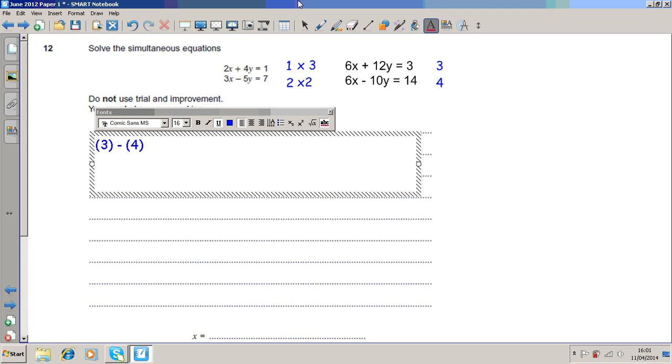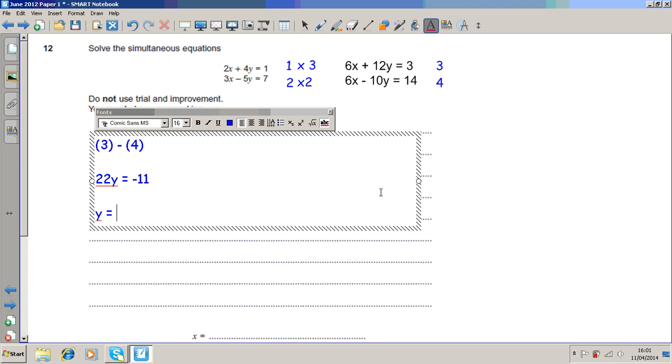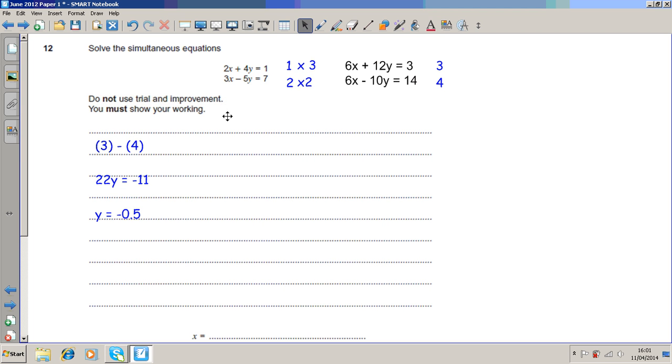So if I do that, 6x minus 6x is nothing, 12y minus 10y is going to be 22y, and that's going to equal 3 minus 14, which is minus 11. So then, 11 divided by 22 is the same as a half, so y is going to be minus a half, or minus 0.5. Alright, so I can get that value.